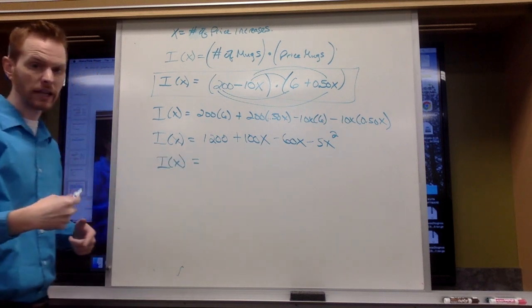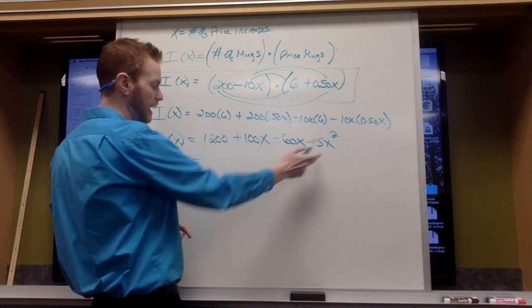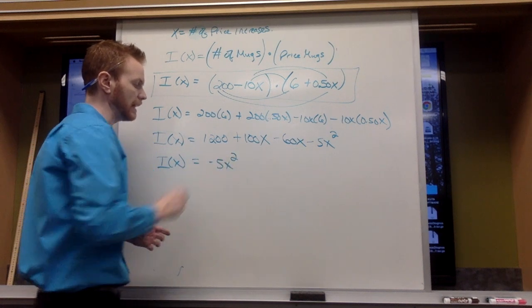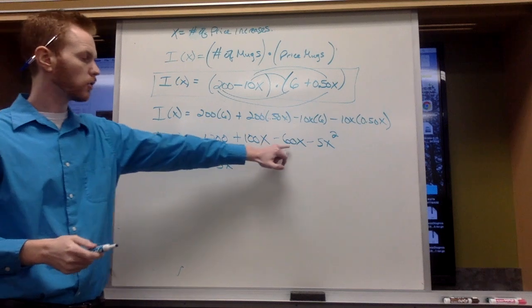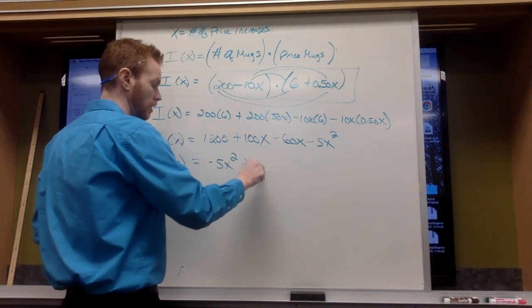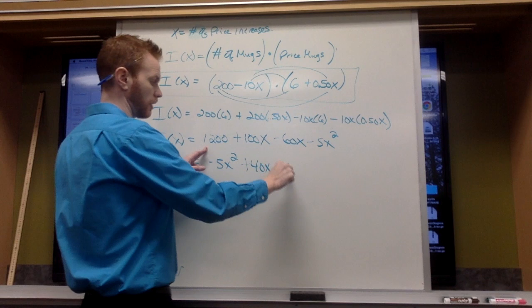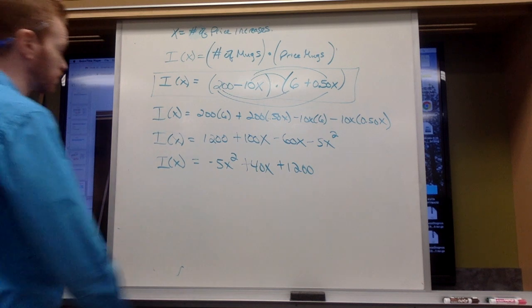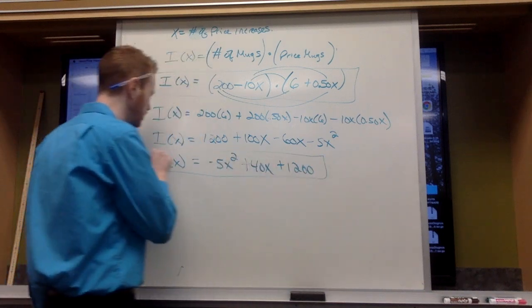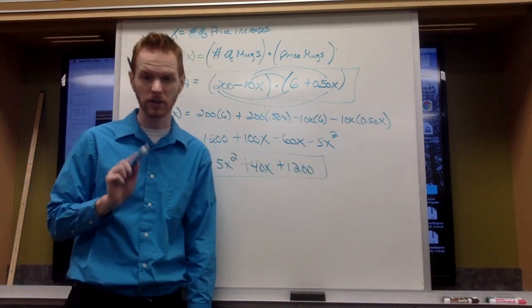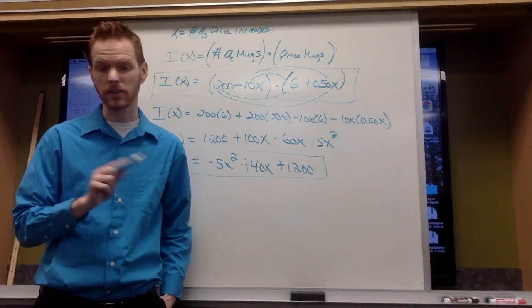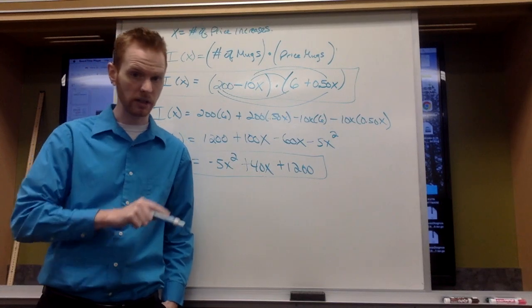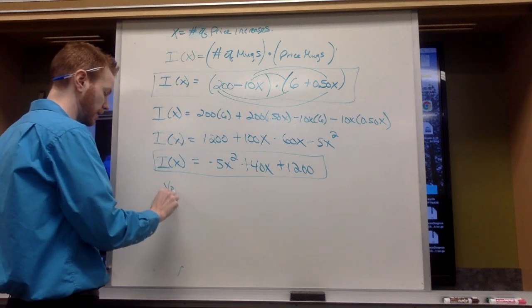We'll combine terms, and let's put it in the proper format. That negative 5x squared I'm going to put at the very beginning. 100x minus 60x is 40x, and then plus 1,200, just like that. Okay? Now, we already said that we would like to find the vertex. The vertex is going to tell me what price I should put for this, and it tells me how much income I'm going to get. So let's find the vertex then.